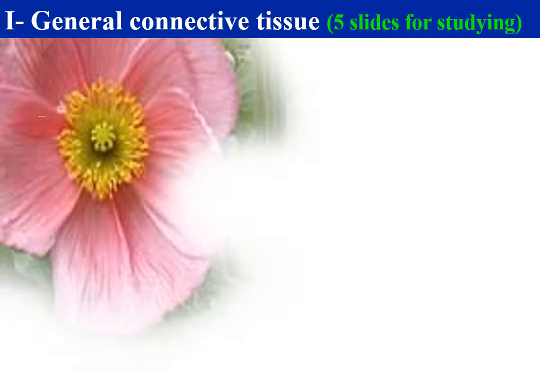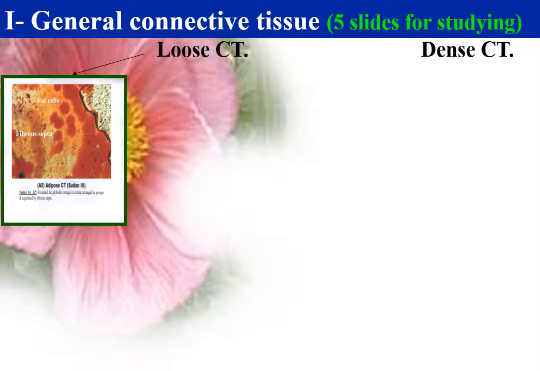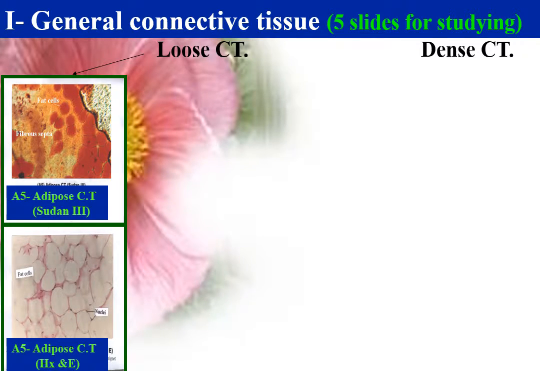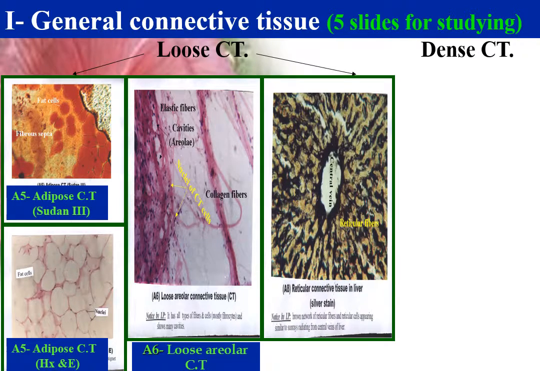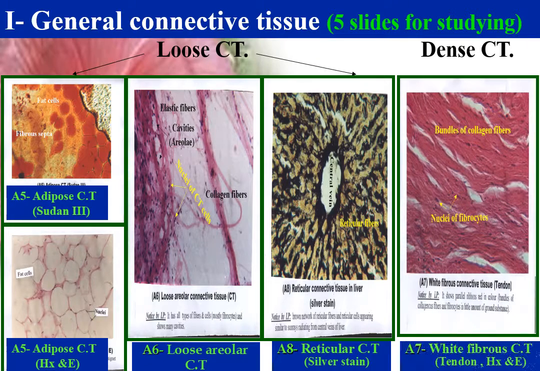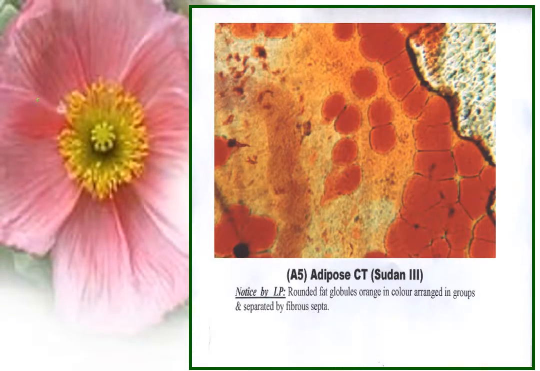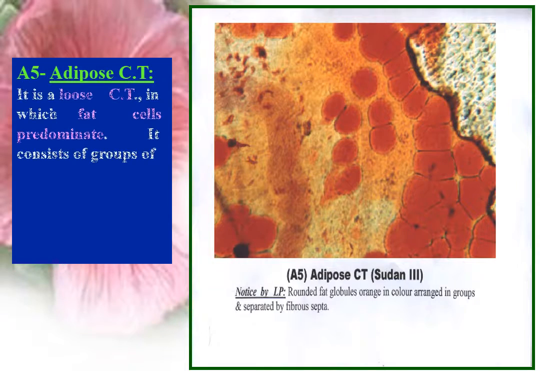Slides for examples of general connective tissue, from the loose and dense types. Adipose connective tissue stained with hematoxylin, areolar connective tissue, and reticular connective tissue stained with silver from the loose type. White fibrous connective tissue from the dense type, stained with hematoxylin, and adipose connective tissue stained with Sudan 3.